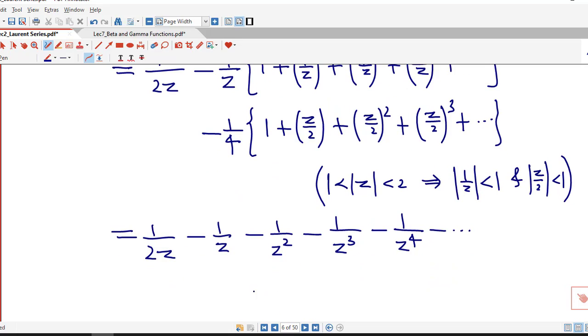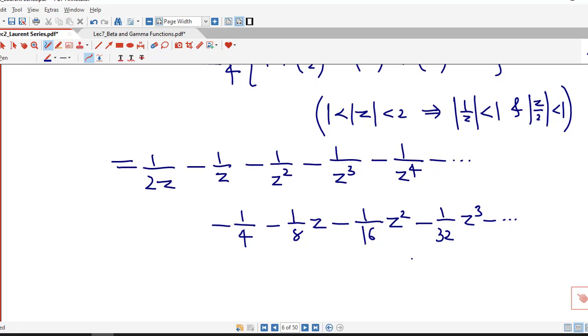And if we consider this part, then we have minus 1 by 4 minus 1 by 8 into z minus 1 by 16 into z square. Okay, we have 2 here, so 2 into 4 is 8, there will be 4 here, 4 into 4 is 16, there will be 8 here, so 8 into 4 minus 1 by 32 z cube, and so on.